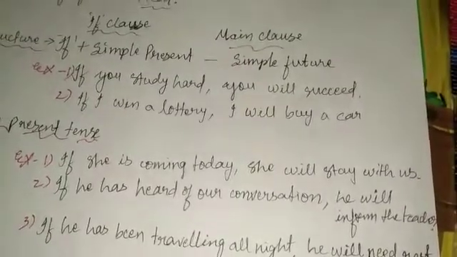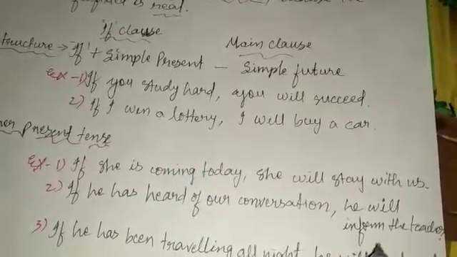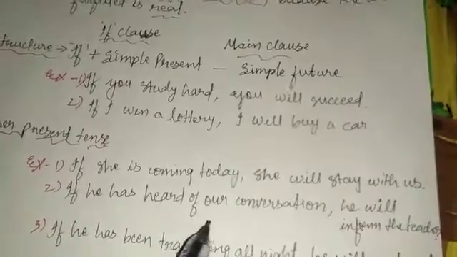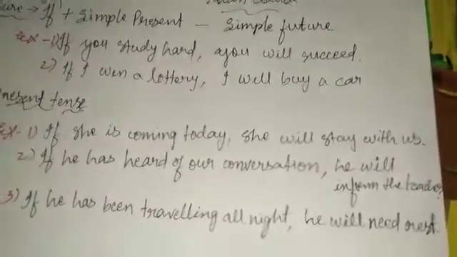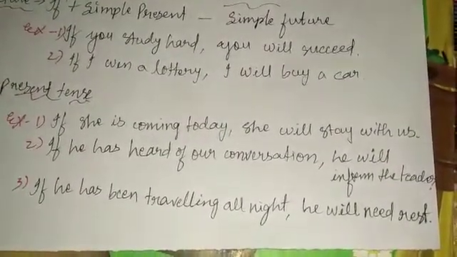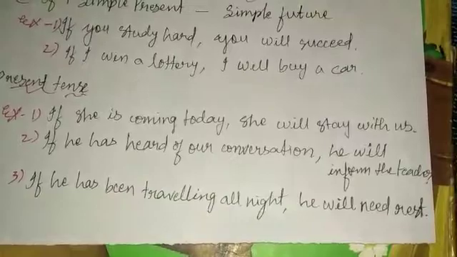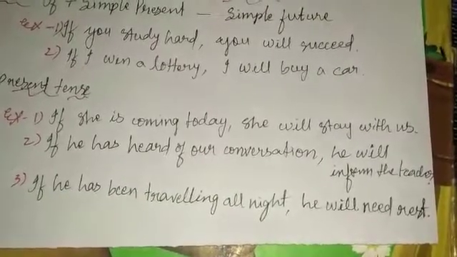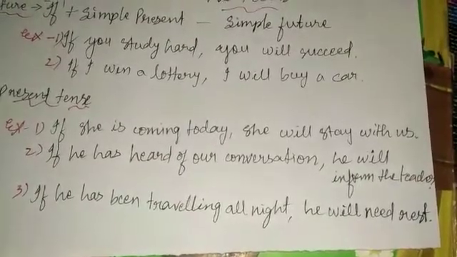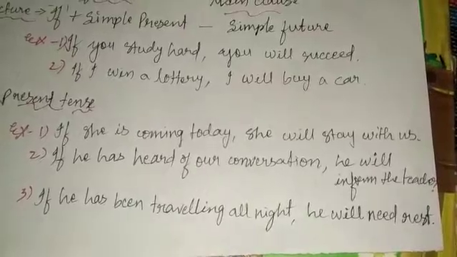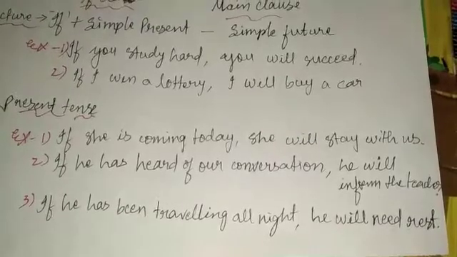Now look at the second example. If he has heard of your conversation, he will inform the teacher. Here, if he has heard of your conversation is in present perfect. Now look at the third example. If he has been traveling all night, he will need rest. Here, if he has been traveling is in present perfect continuous. So there can be variations to the tenses in the if clause, and it should not always be in simple present. It can be present continuous, present perfect and present perfect continuous.